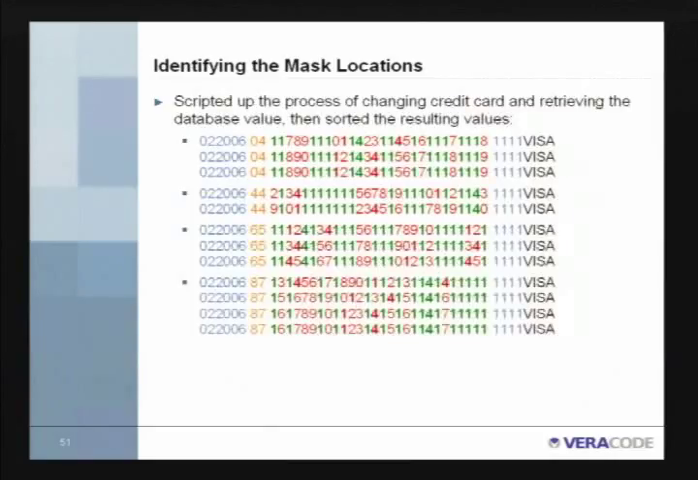So now we can look at one of the tokens that starts with 04 and see that the digits that appear in the original card number always show up in these positions, and the rest of it is garbage. And similarly, you can do that for the other mask indexes, let's call them.